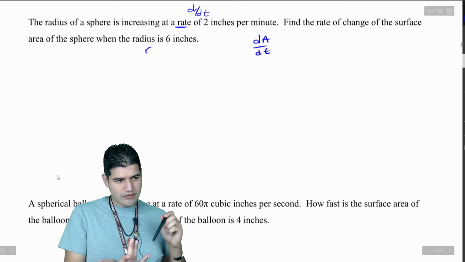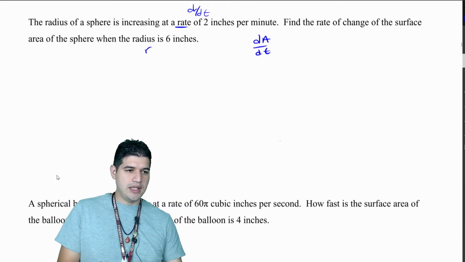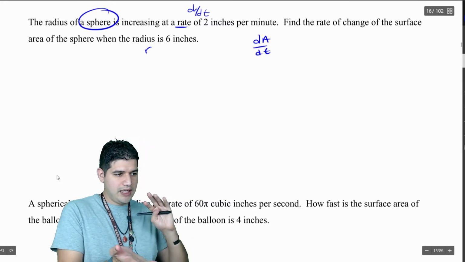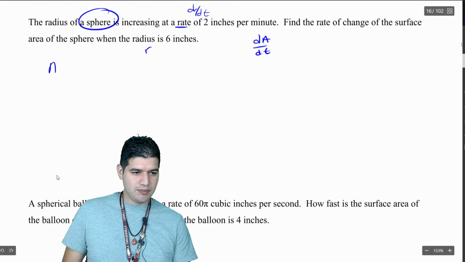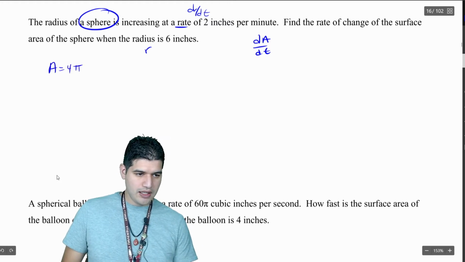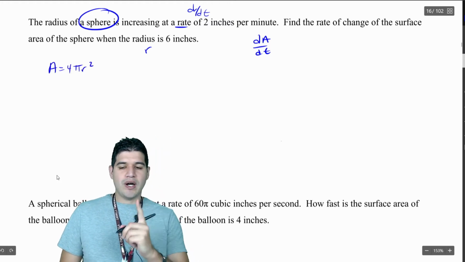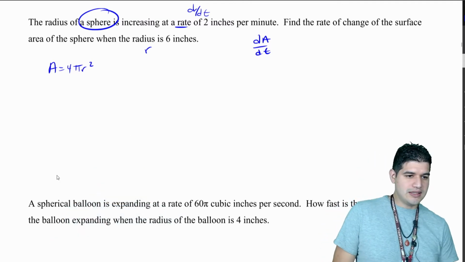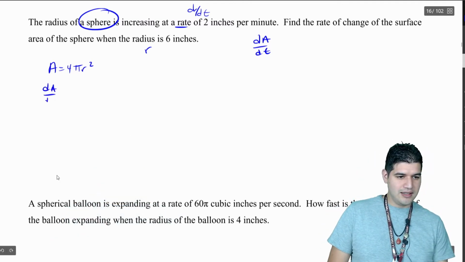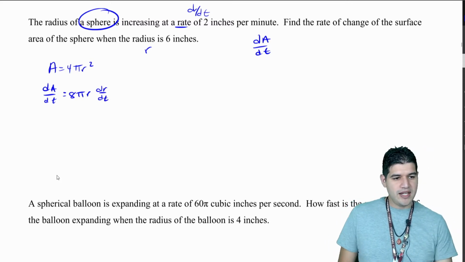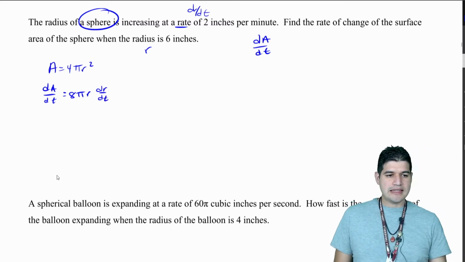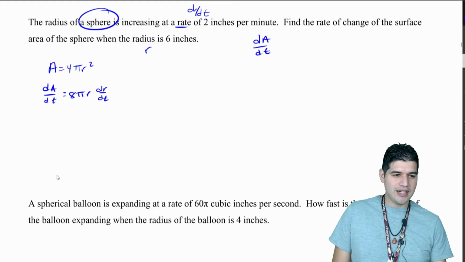All right, so what relates a sphere, because we know the shape, that's going to be area and radius. What's that formula? Go look at that formula. That's going to be A equals 4 pi r squared. And we want to take that derivative. So dA/dt equals 8 pi r times dr/dt. And then we want to just make our substitutions. It's nice that dA/dt is already isolated.